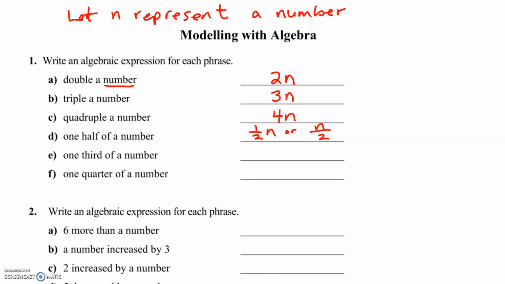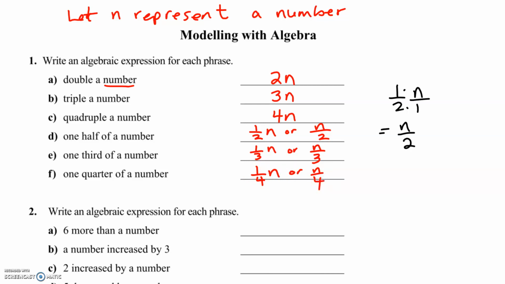If I have 1/2 times n, the reason it's the same is n we could put over 1, and then when we multiply fractions, we know we go numerator by numerator, denominator by denominator. So 1 times n would be n, and 2 times 1 is 2, which gives us n over 2. 1/3 of a number would be 1/3 times n, or n over 3. And lastly, 1/4 of a number would be 1 over 4 times n, or n over 4.